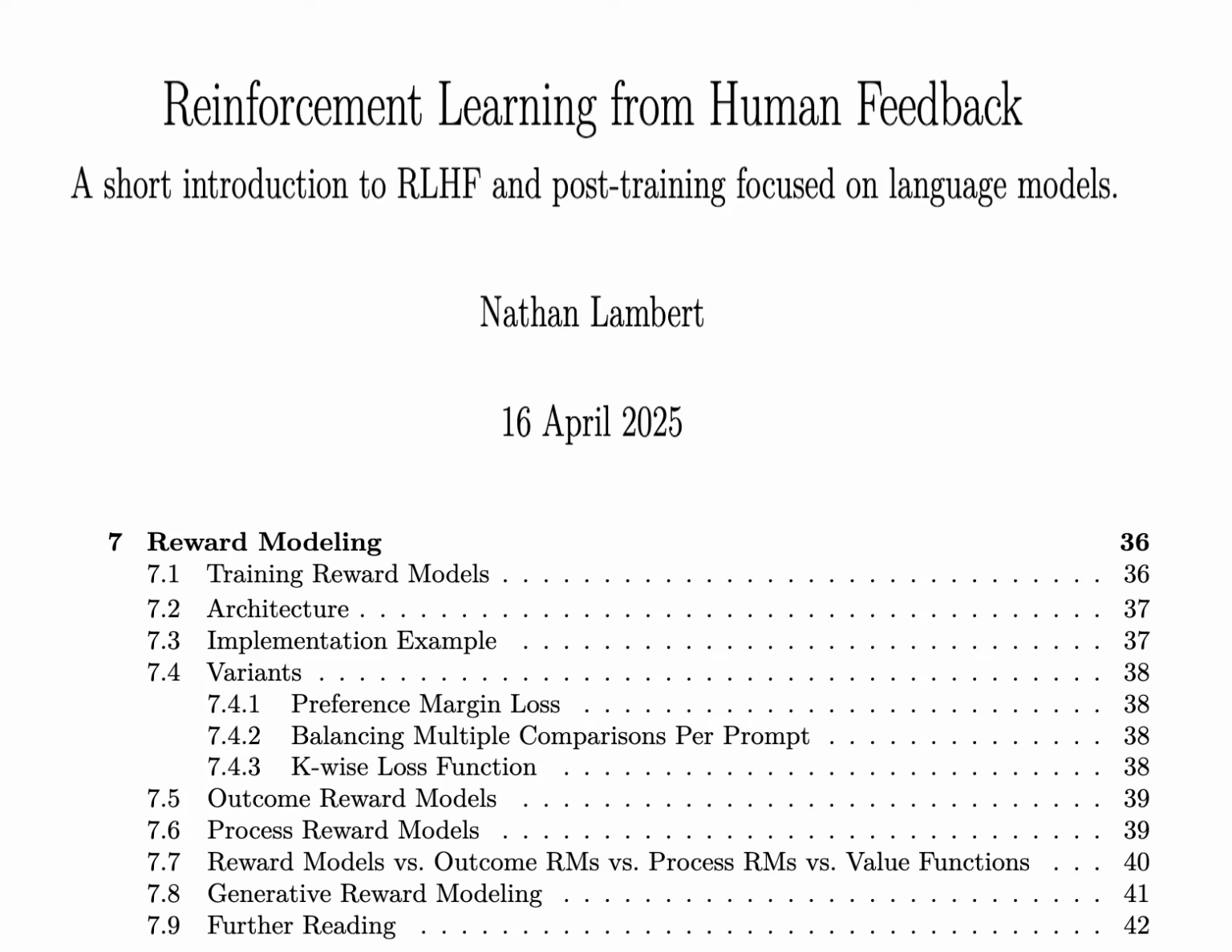The chapter details the common architecture, LM with a classification head, and provides an implementation example. It then explores variants like preference margin loss, using preference magnitude, balancing loss from multiple comparisons per prompt, and k-wise loss functions, e.g., Plackett-Luce. The text contrasts standard RMs with outcome reward models, ORMs, which predict per token correctness for tasks with verifiable answers, and process reward models, PRMs, which provide feedback at each step of a reasoning process. A comparative table summarizes their predictions, training methods, and structures.